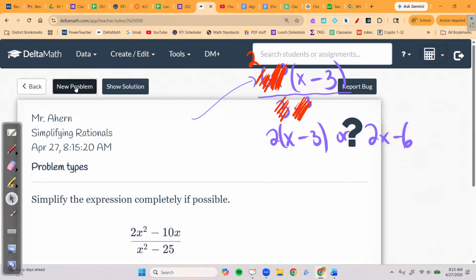I don't think I'm seeing anything else unique. So you guys have the idea? Factor, right? Factor, factor, factor.